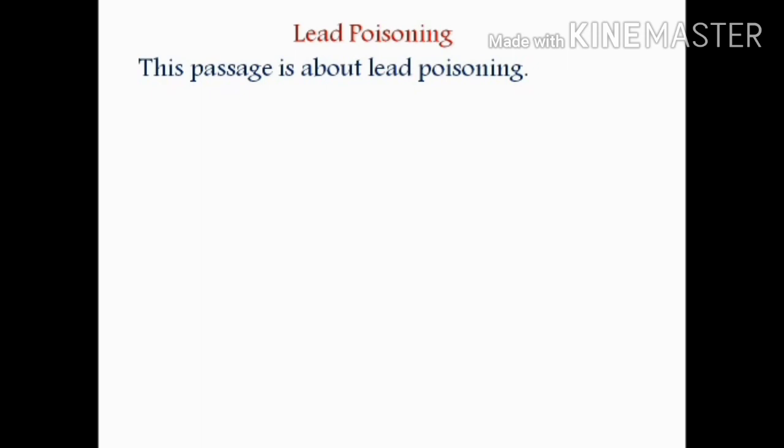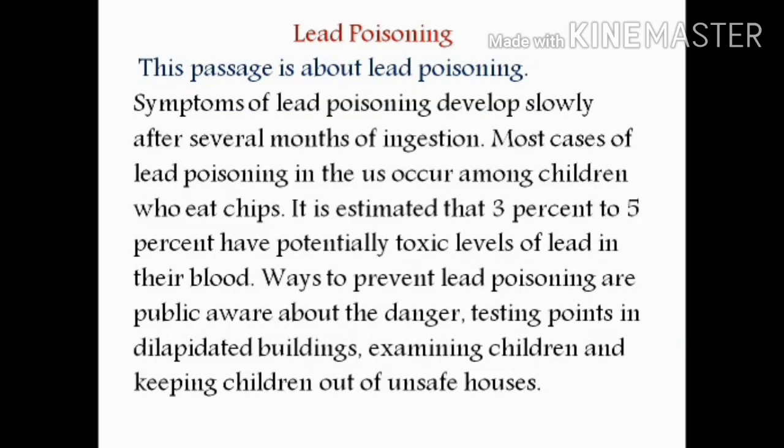Now developing the remaining part of the summary. आपण ॲक्टिव्हिटी A1 आणि A2 मध्ये जे आन्सर्स लिहिलेत ते कम्प्लीट फॉर्ममध्ये, पॅराग्राफ फॉर्ममध्ये इथे लिहिलेत. Now look, A1चं फर्स्ट सेंटेन्स काय होतं? Symptoms of lead poisoning develop slowly after several months of ingestion. Second sentence आपण त्यालाच continue केलं. Most cases of lead poisoning in the US occur among children who eat chips. Then we continued with the third sentence. It is estimated that 3% to 5% have potentially toxic levels of lead in their blood. And then we added the answer of A2 activity here.